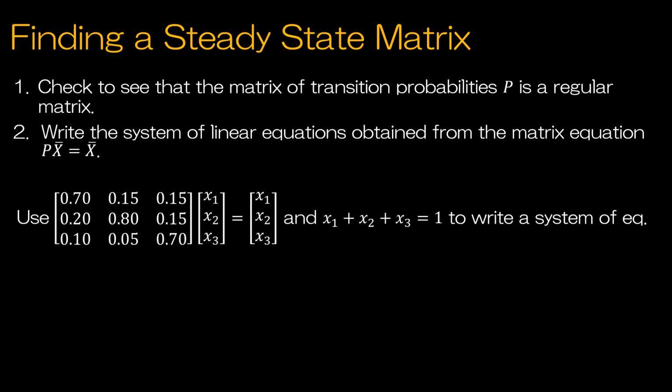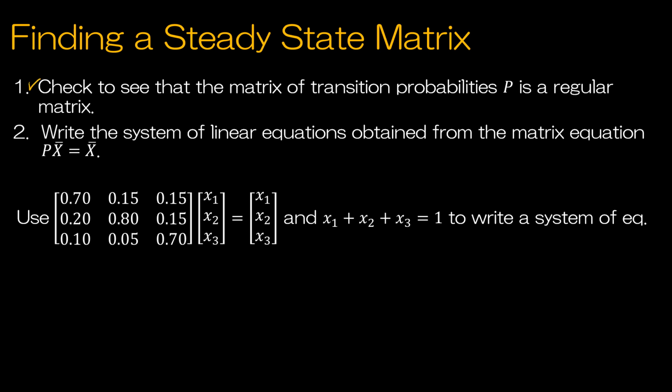We're getting closer to being able to find a steady state matrix. There are 3 steps. The first is to check that the matrix of transition probabilities P is a regular matrix. And in this case, this is P. We're going back to that example we've already been working with. And I can see that I already have all positive entries. So I don't have to worry about checking it because when I'm multiplying this, I'm going to continue to get all positive entries. So step 1 is done.